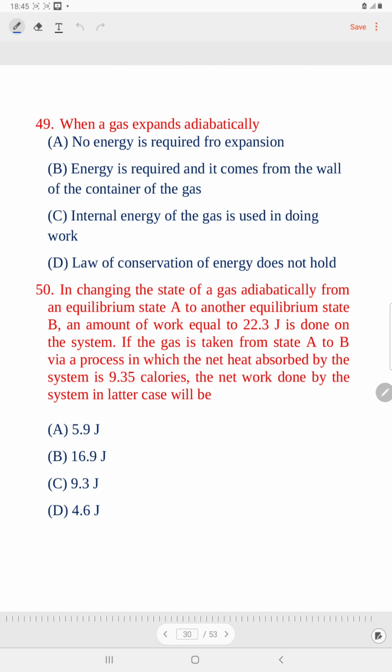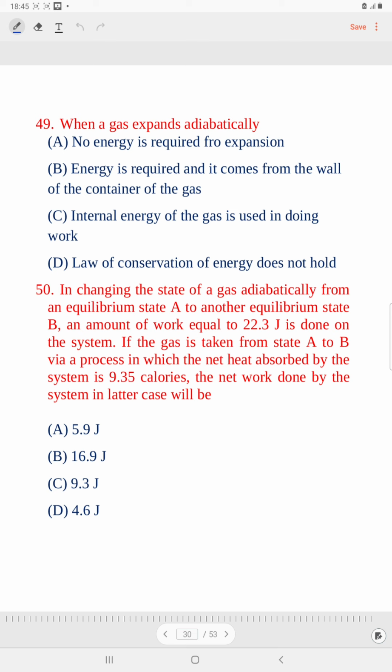49. When a gas expands adiabatically, what happens? No energy is required. Energy is required and it comes from the wall of the container. Internal energy of the gas is used in doing work. Law of conservation of energy does not hold good. Students, it is actually option C.